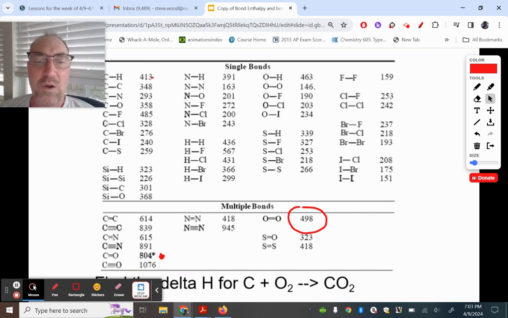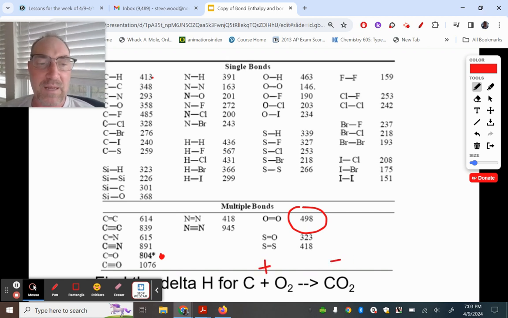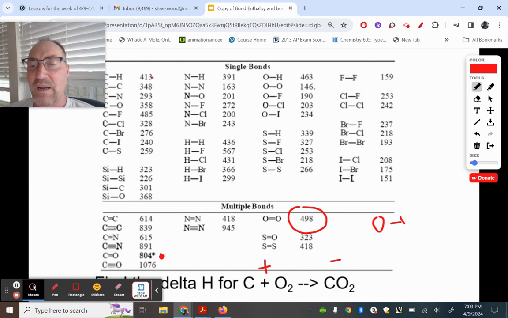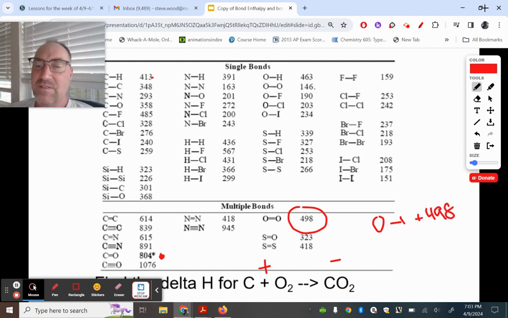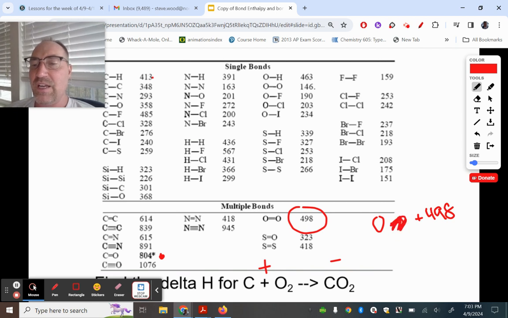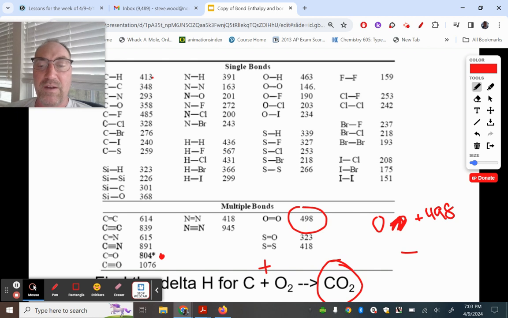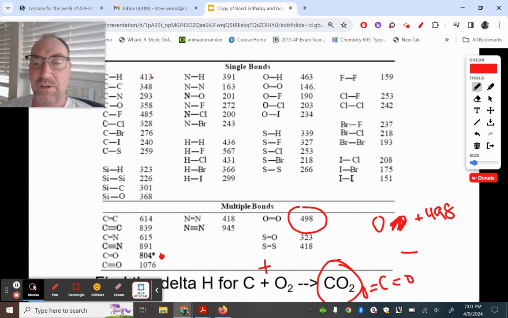Okay, so just to show you, I'll do this bottom one, which is super easy. Okay, so bonds broken, these are all positive on this part right here. And this is all negative. So C by itself, it's not bonded, so it's 0. So I'm going to do 0 plus, and I have one double bonded O, and you can see that's plus 498. I have to draw out the structure. It's two double bonds. You should just memorize that one.